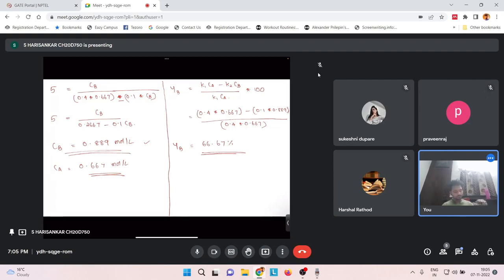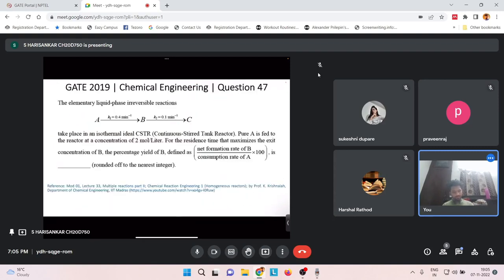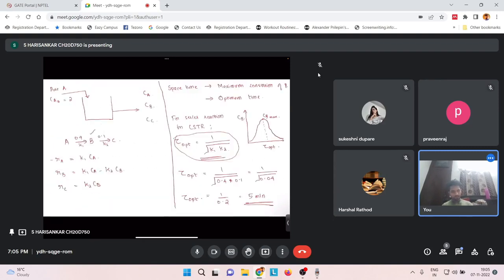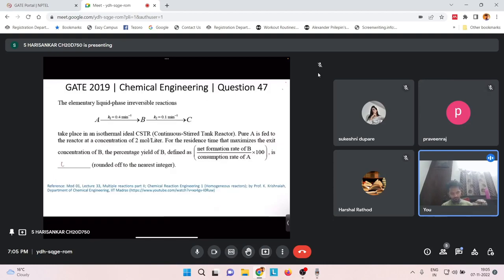This is the yield of the product B. So the right answer here is 66.67%. And since they have asked us to write it to the nearest integer, it is 67%.